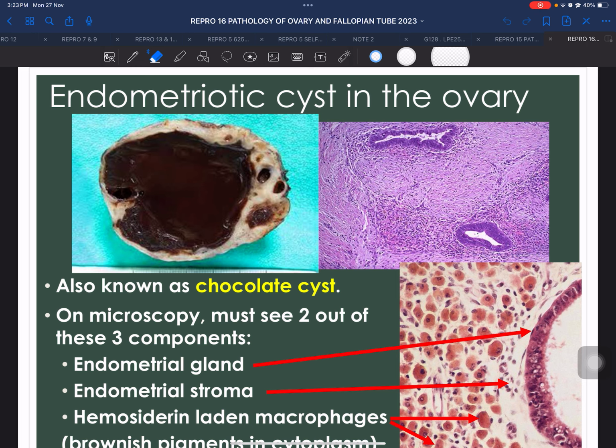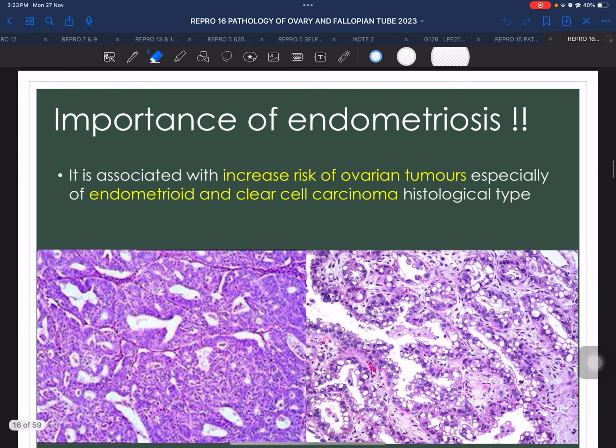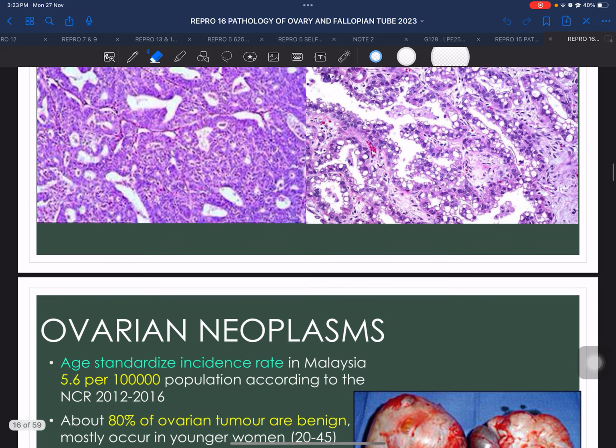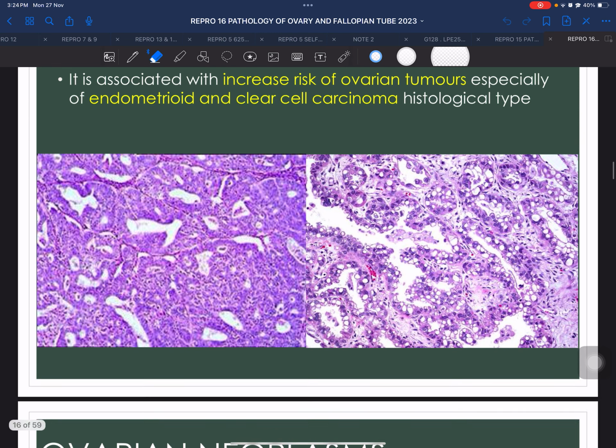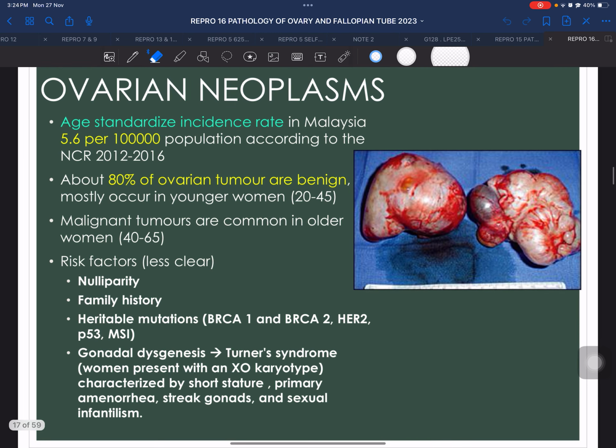Endometriosis is very important because it is associated with an increased risk of ovarian tumors, especially the endometrioid and the clear cell carcinoma histological type. Okay, so you have a lot of histological types of ovarian cancer, which we'll talk about later. Okay, next we go straight to the neoplastic process in the ovary.